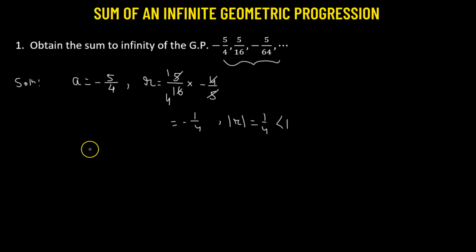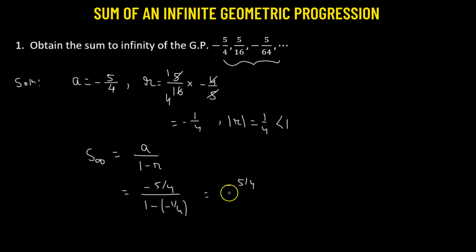Now we know that the sum to infinity, that means sum to infinite terms of the geometric progression, is given by a over 1 minus r, which will be equal to -5/4 divided by 1 minus of -1/4, which will be equal to -5/4 divided by, in the denominator here we have 1 plus 1/4, so that's simply 5/4, and this gives us a value of -1.